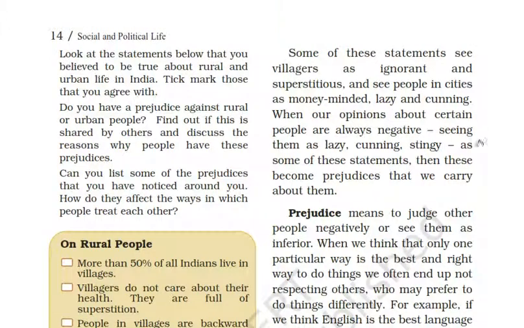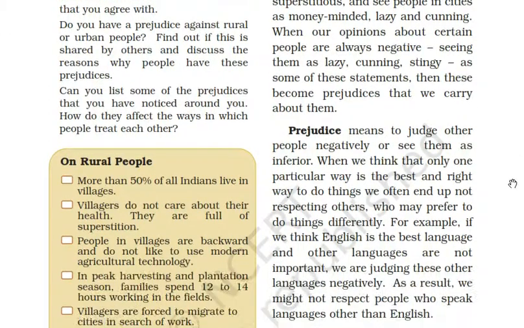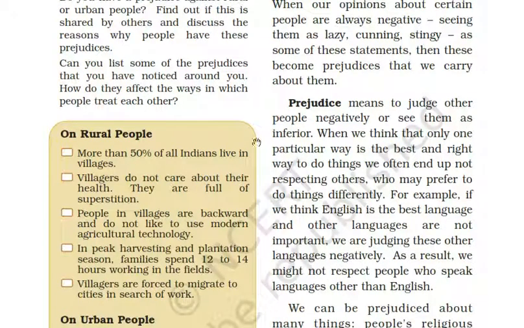So, some of these statements see villagers as ignorant and superstitious and see people in the cities as money minded, lazy, and cunning. When our opinions about certain people are always negative, seeing them as lazy, cunning, stingy as in some of these statements, then these become prejudices that we carry about them. So, prejudice means to judge other people negatively or see them as inferior.